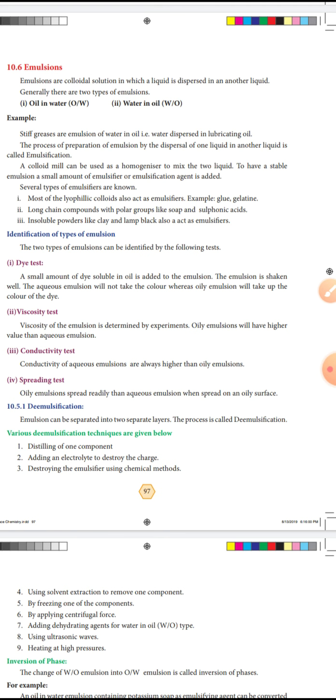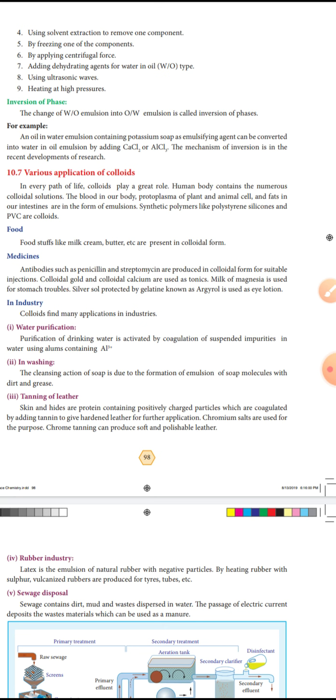Next, colloids are used in the rubber industry. Latex is the emulsion of natural rubber. One word question: dash is the emulsion of natural rubber. Latex. This latex is a negative particle. By heating rubber with sulfur, vulcanized rubber is produced for tires and tubes. So to the latex rubber we add sulfur, and we get vulcanized rubber that is used to produce tires and tubes.